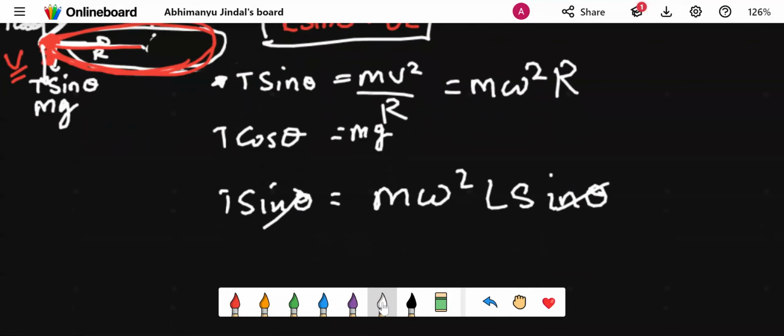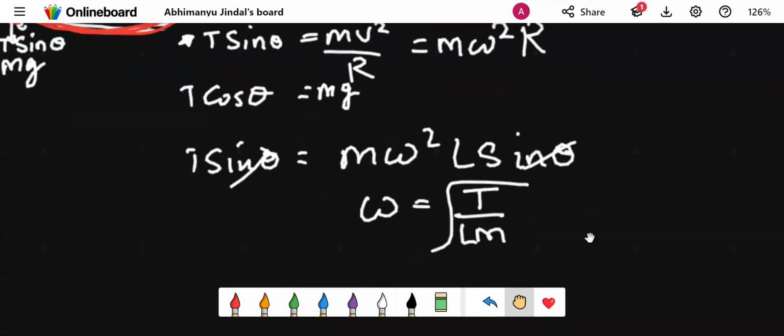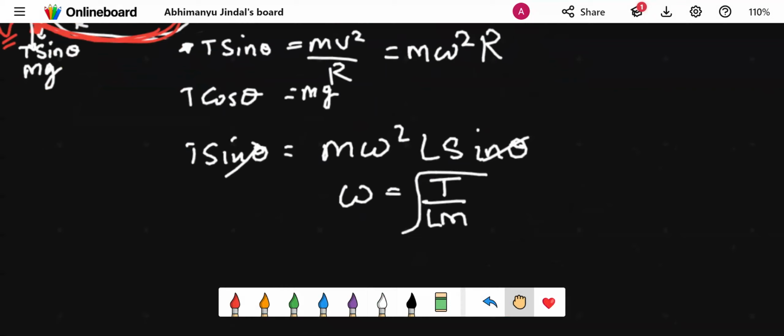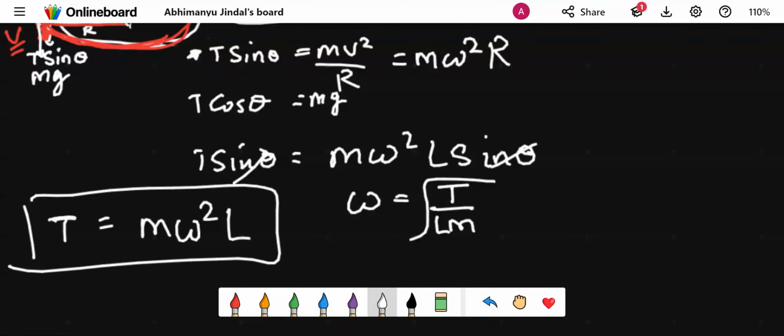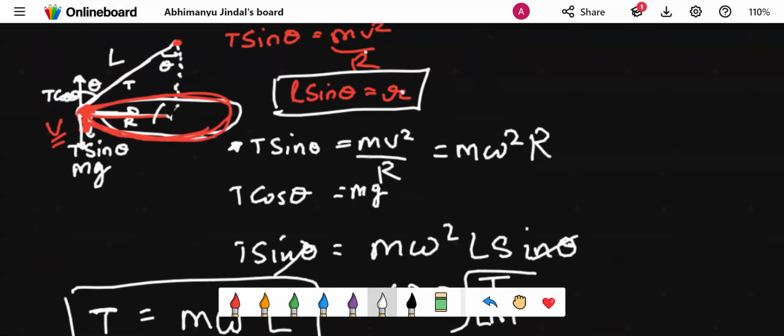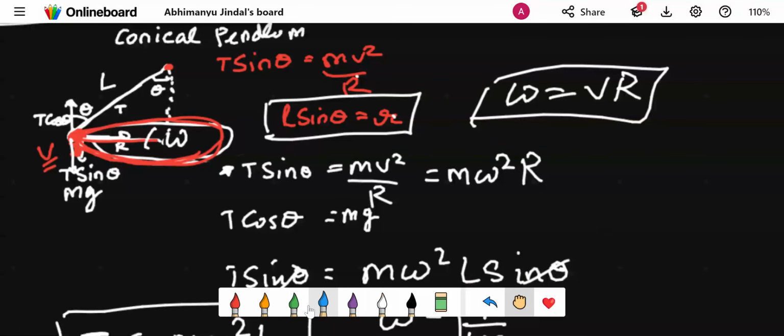So basically here I get to know that omega is the square root of T by Lm. Tension by length of the string times m is omega square, or I can say that the tension is m omega square L. This is the tension in the string, where omega is the angular velocity with which the particle is moving in that circle. And you guys know omega is also v by r, just in case. But the most important things are these.